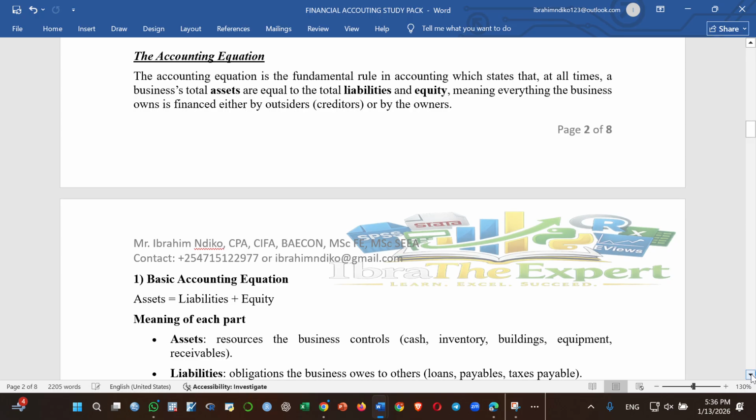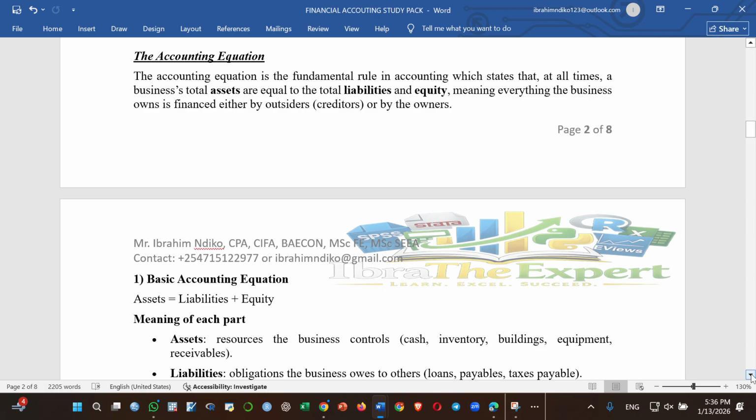Accounting equation. The accounting equation states that assets must be equal to liabilities plus equity. The accounting equation is fundamental, so in an exam, they can tell you to define what an accounting equation is. Then you shall say, it's a fundamental rule in accounting which states that a business's total assets are equal to the total liabilities and equity. That one is okay up to that point.